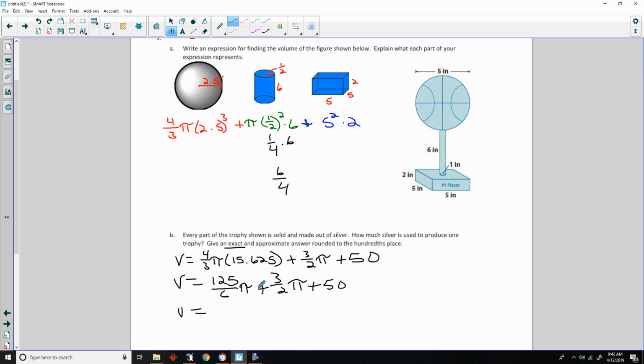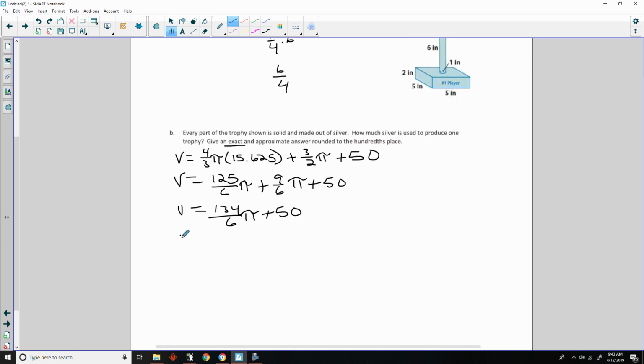Simplifying this, I can add these two. In order to add them, I have to have the same denominator, so I have to multiply this by 3. So when I do that, 3 over 3 is going to give me 9/6. And now I can add them. 125 plus 9 is 134 over 6 pi plus 50. Okay, I can reduce this. Half of 6 is 3, half of 134 is 67, so 67/3 pi plus 50 inches cubed. So there is my exact.